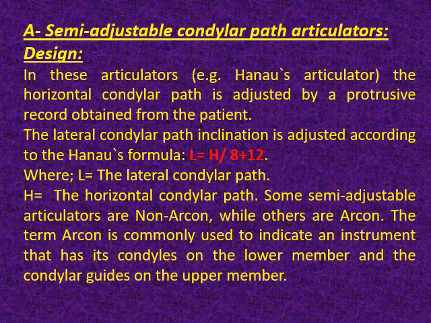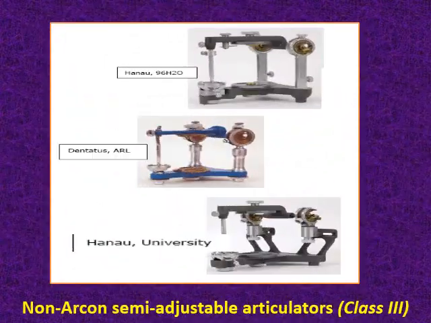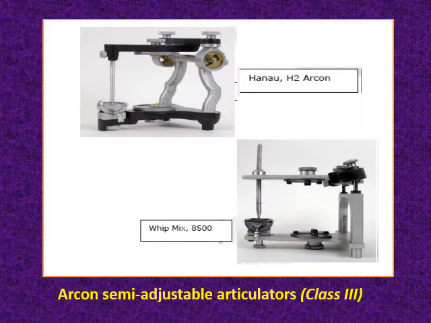Some semi-adjustable articulators are non-arcon, while others are arcon. The term arcon indicates that the instrument has the condyles on the lower member, like human beings, and the condylar guidance on the upper member. This slide shows the different designs of the non-arcon semi-adjustable articulator or Class 3 articulator. On the other hand, the next slide shows the arcon semi-adjustable articulator, also Class 3 articulator.